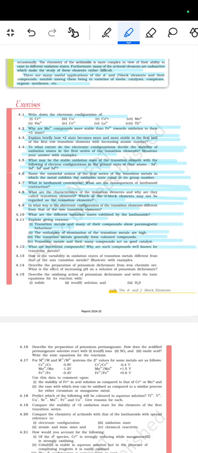What are interstitial compounds? Why are such compounds known for transition metals? How is the variability in oxidation states of transition metals different from that of non-transition metals? Illustrate with examples. Describe the preparation of potassium dichromate from chromite ore.